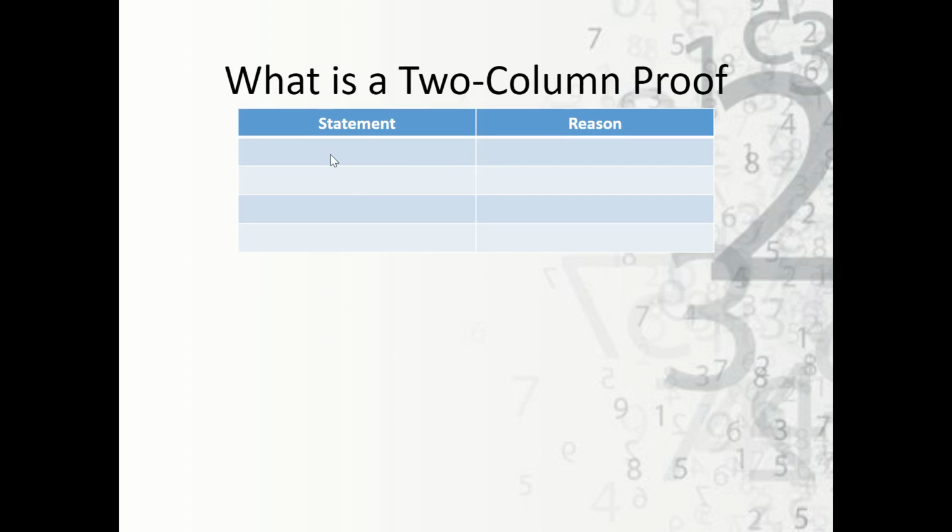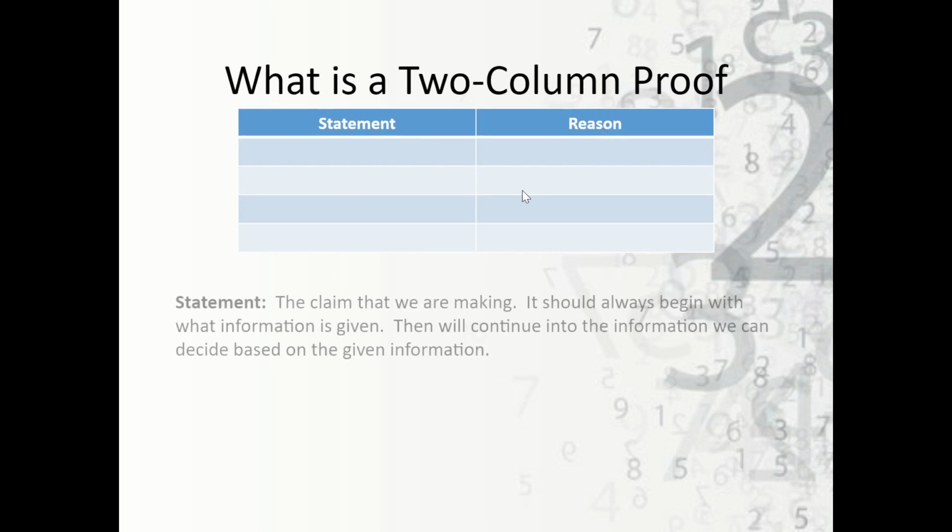So on the left side, we have our statement, and on the right side, we have our reasons. The statement is the claim that we are making. It should always begin with whatever information is given. Then we will continue into the information that we decide based on the given information. So statement is basically what we know.